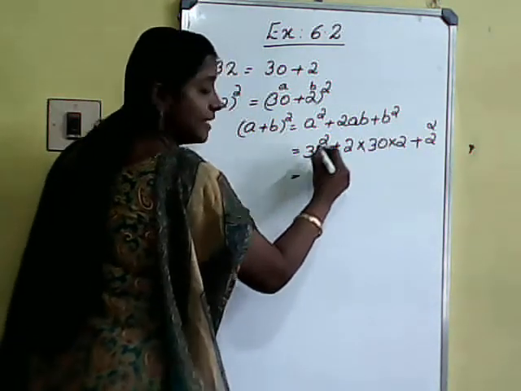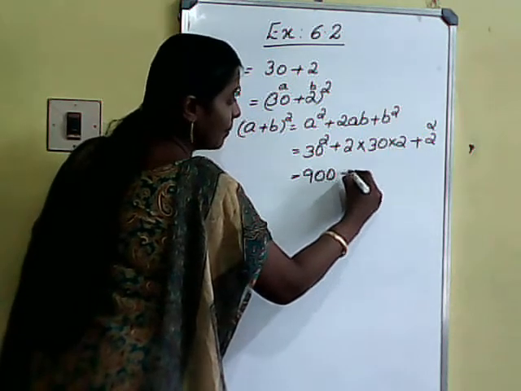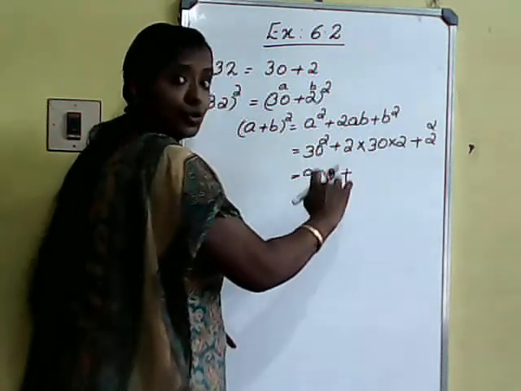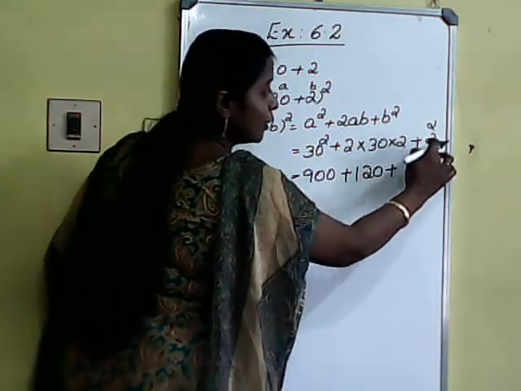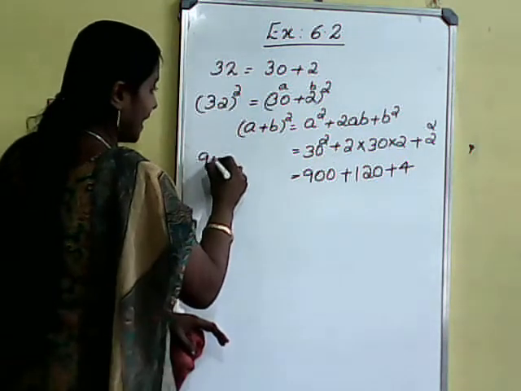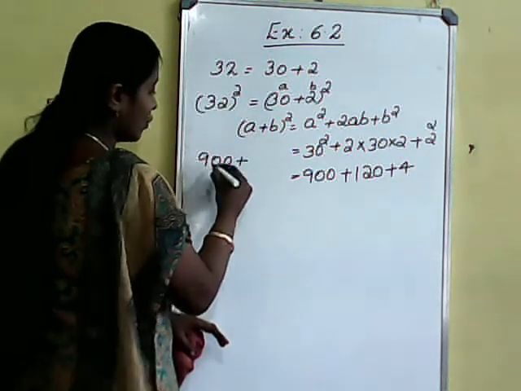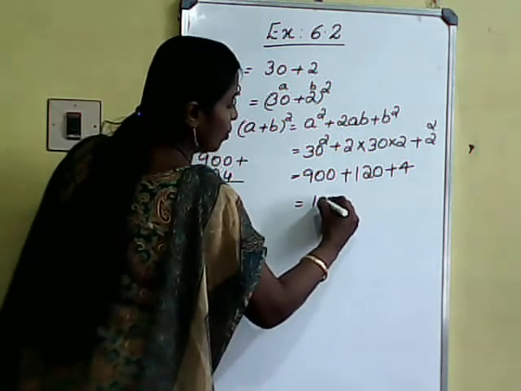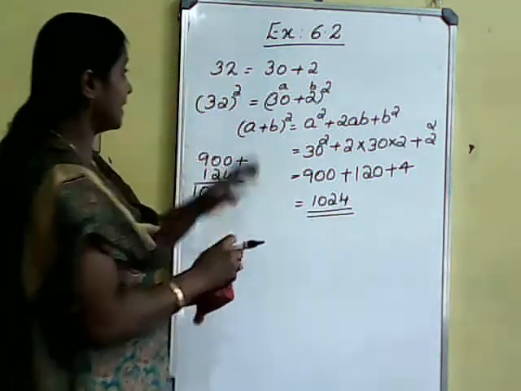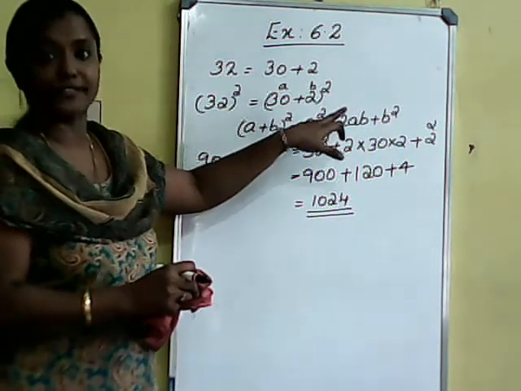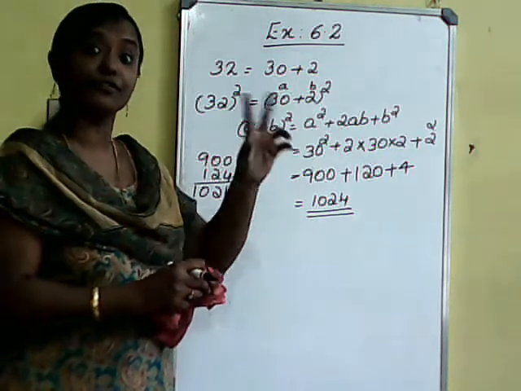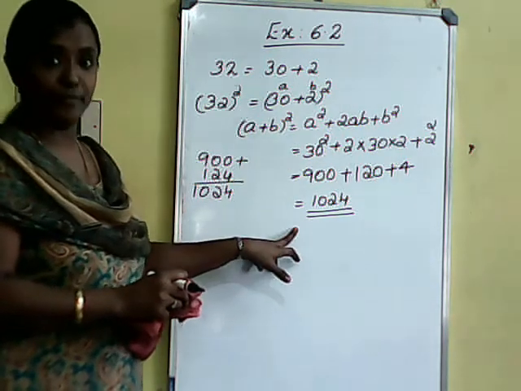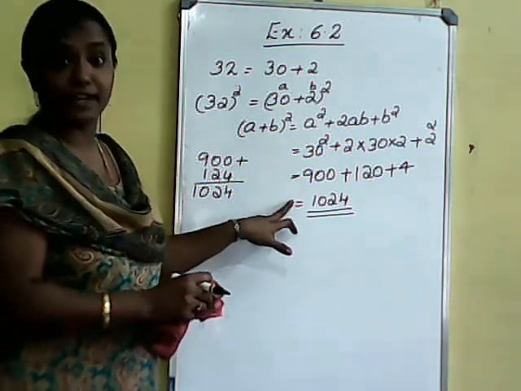Okay. Then 30 square means what? 900, plus 2 into 30, 60. Yes. 60 into 2, 120. Plus 2 square is 4. Then add it. 900 plus 120 plus 4. What will you get? 1024. Clear? We take the nearest ten. That is 32, 30 plus 2. But 38, how to calculate? 40 minus 2. Don't take 30 plus 8. Okay? So this is the way of solving this type of problem. Okay?